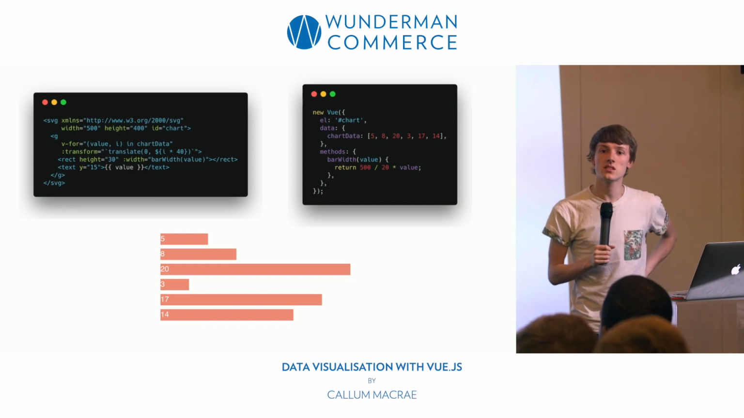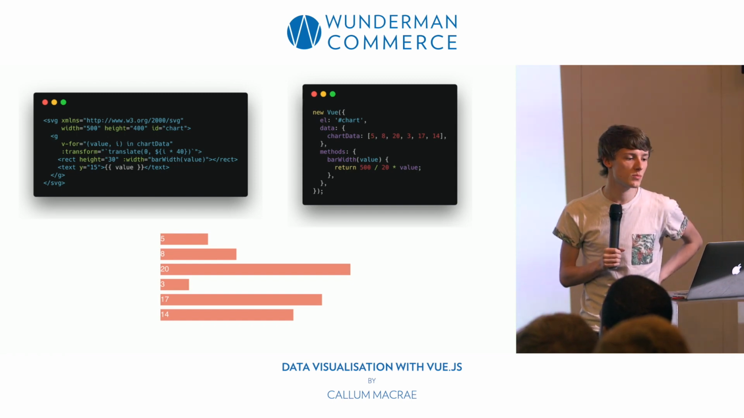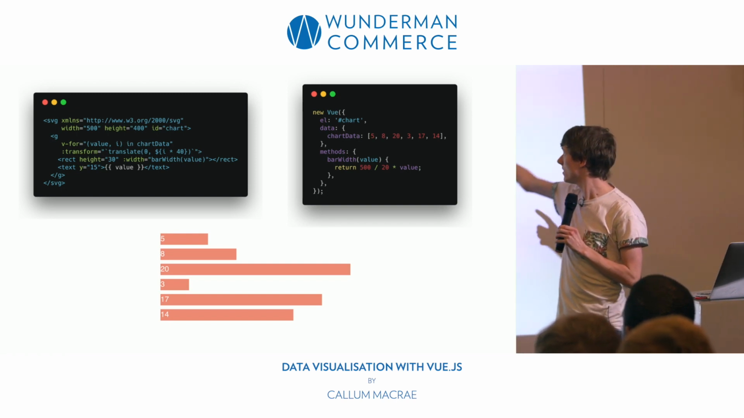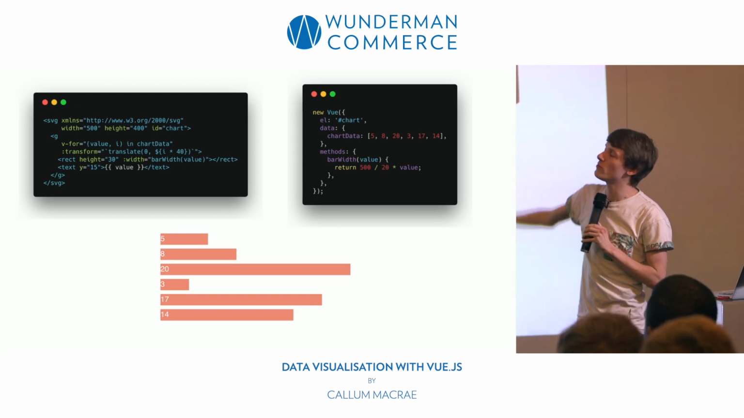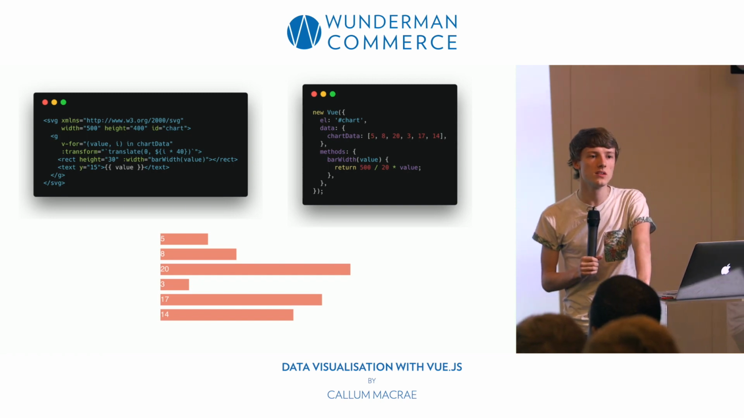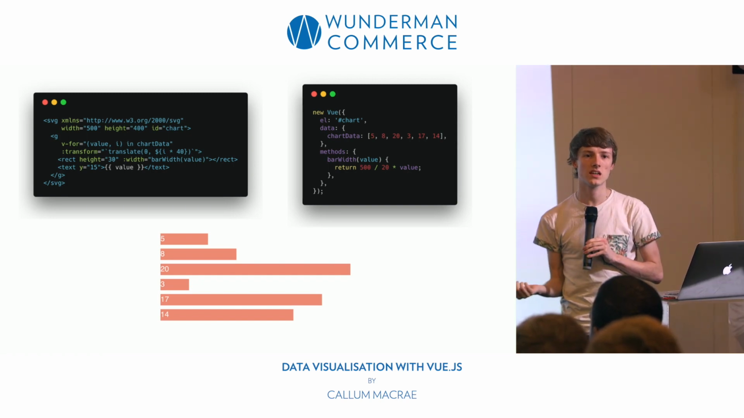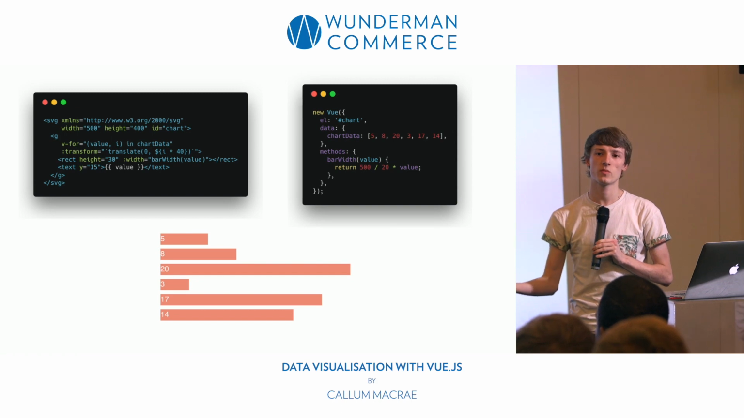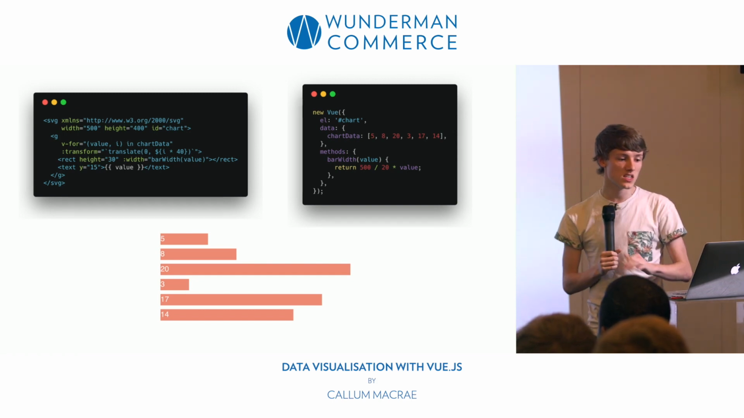So that's methods. Now let's look at computed properties. So I've hard-coded the 20 there, but it should be the maximum value of chart data. But we could make another method, so we'd pass in chart data and work out the maximum value, pull it back in. But instead there's a better way to do it.